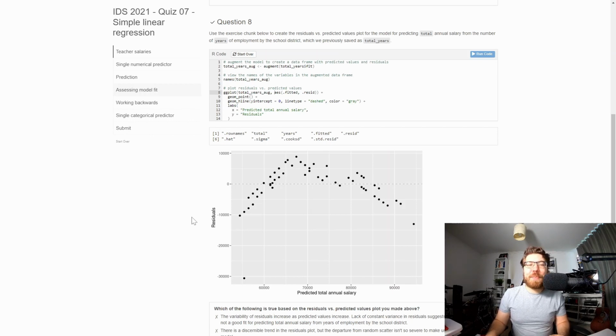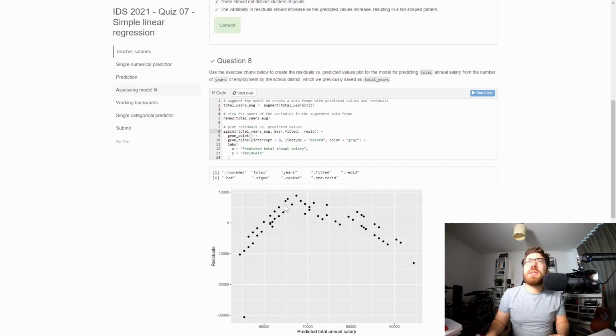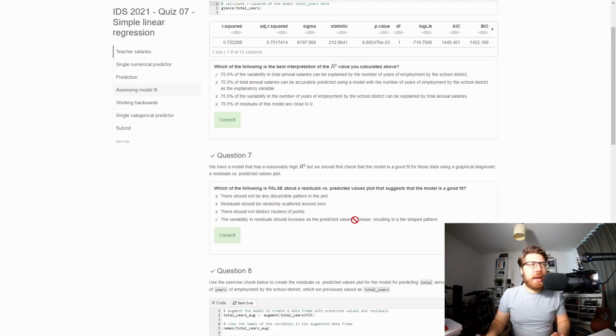That's not the sign of a good model. We don't want our model to be making systematic errors, particularly where if our predicted annual salary gets larger, the error just increases. So that's what's happening here. It's saying we don't want to see a fan-shaped pattern. All these other ones are true about what we do want to see. We don't want there to be a pattern. We should hope that they're randomly scattered, meaning that the errors our model's making are randomly scattered around 0. We're not always predicting too high. We're not always predicting too low. And there's no particular pattern. And we also don't want there to be really distinct clusters of points, for the same reason: that would mean our model's making some sort of systematic error.